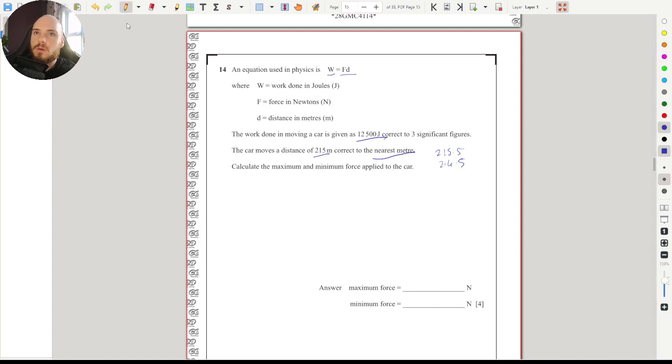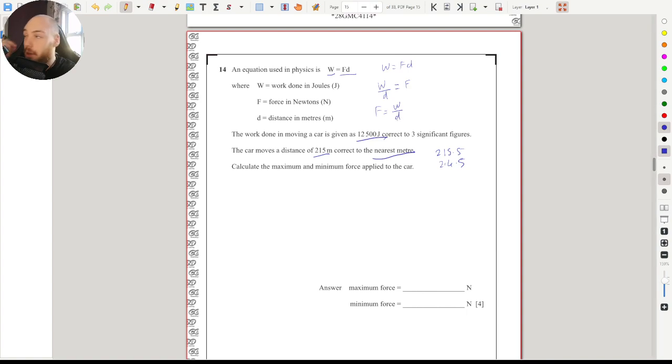Okay, so we're gonna have to actually rearrange this equation first. Work done is equal to force by distance. Distance is multiplying by force on this side, so what it'll do in the opposite, it will divide. Divide and conquer. Work done divided by distance is equal to force. So force is equal to work done divided by distance.